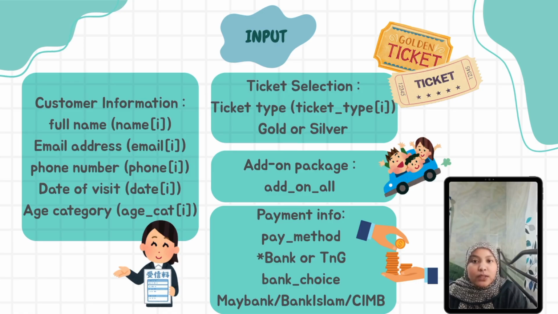After that, users need to choose whether they want to add an add-on package or not. Then, for payment method, users need to select either bank or Touch 'n Go. And if users want to pay by bank, they need to choose whether to pay by Maybank, CIMB, or Bank Islam.